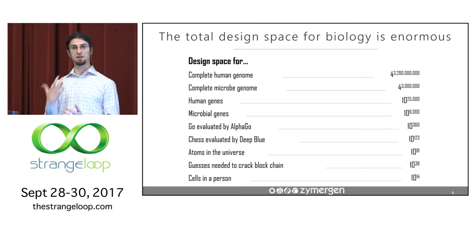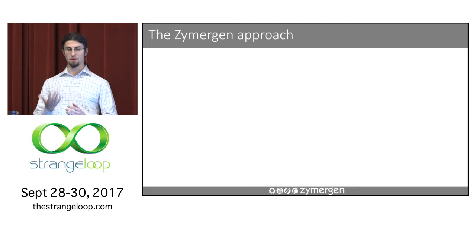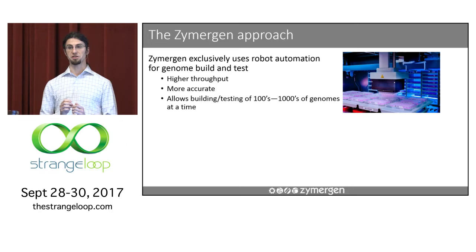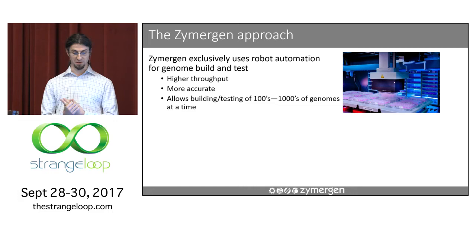At Zymergen, we have two pieces of technology that help us perform this search more effectively than other organizations that have come before. First, we exclusively use robot automation to manufacture and test genomes within microbes. A lot of organizations create microbes or create genetic changes by hand using pipettes. And this allows a human scientist to test on the order of, say, a dozen theories per month. We can perform 100 to 1,000 engineering experiments per cycle, and we can start cycles very frequently. So this allows us to have broader coverage of the search space.